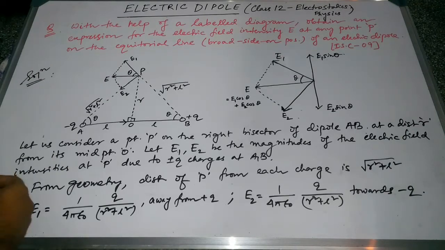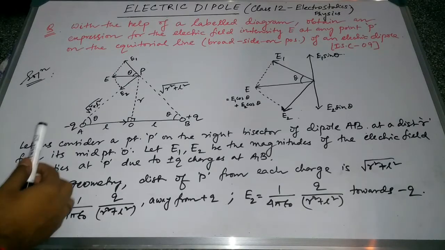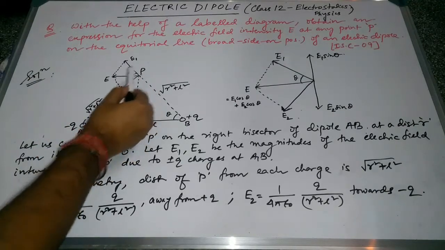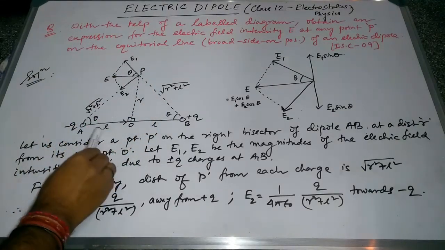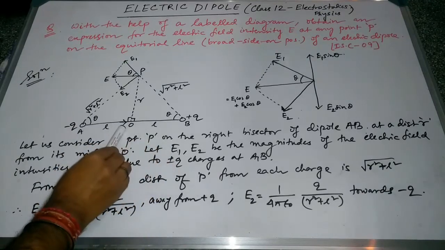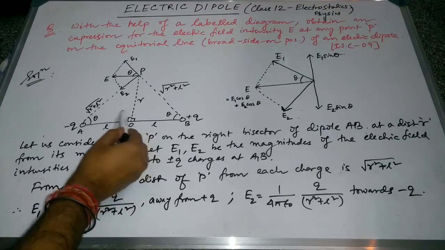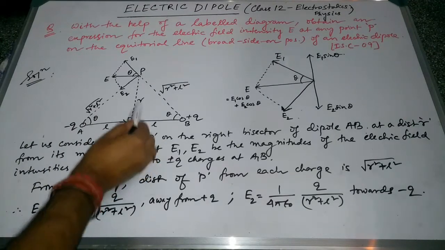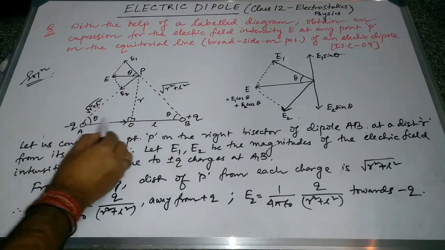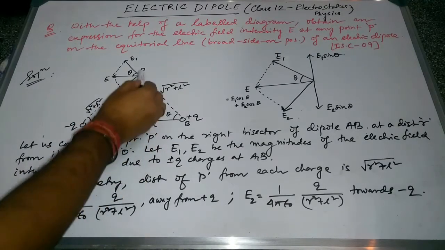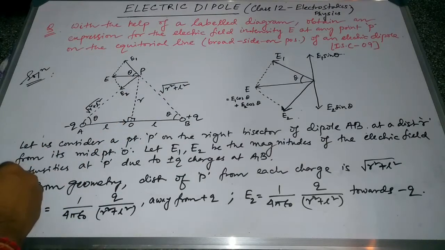We want to find the electric field due to a dipole at a broad side-on position, meaning at a position on the perpendicular bisector of the dipole. That is, the point will lie at such a place where the line joining the midpoint of the dipole to that point makes a right angle. So these two angles will be right angles, these two triangles will be right angle triangles, and this is the midpoint of the dipole. At this point we require the electric field.